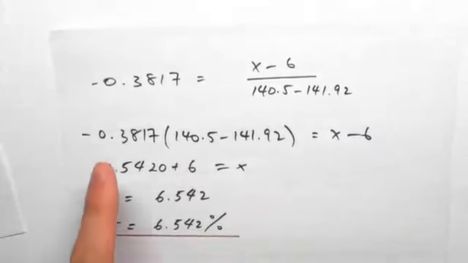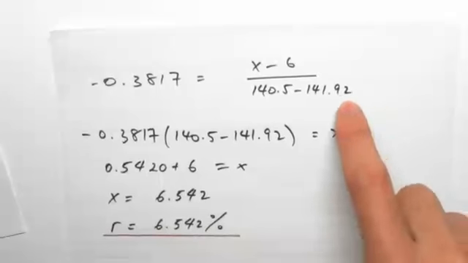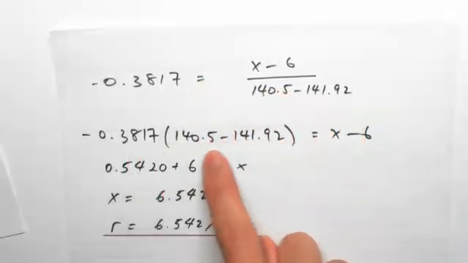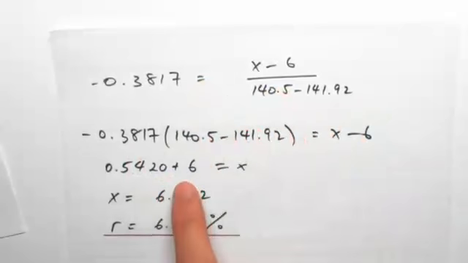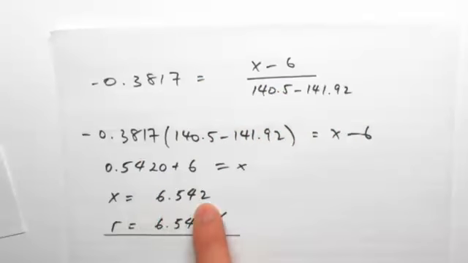Okay, and if we rearrange and solve for that, as I have shown here, you can see that the left hand side, if I do that calculation previously shown, you get minus 0.3817, and on the right hand side I just left that as it is. The next thing I did was I took this thing to the other side, so I times it like that, and then I took the 6 to the other side, added on, and then we get our x to be 6.542. So our interest rate is 6.542.